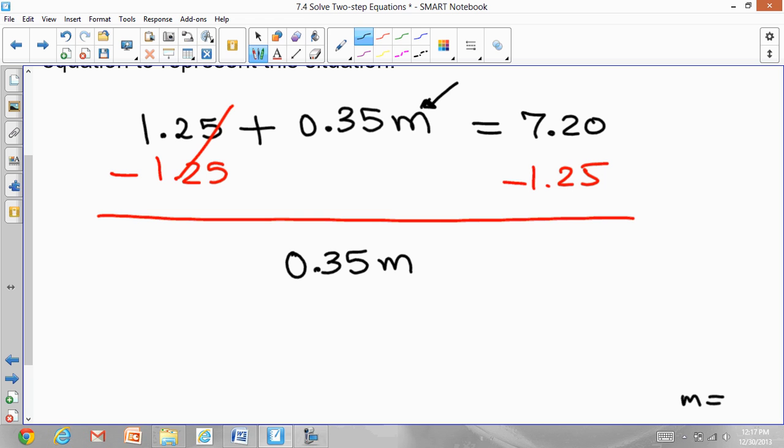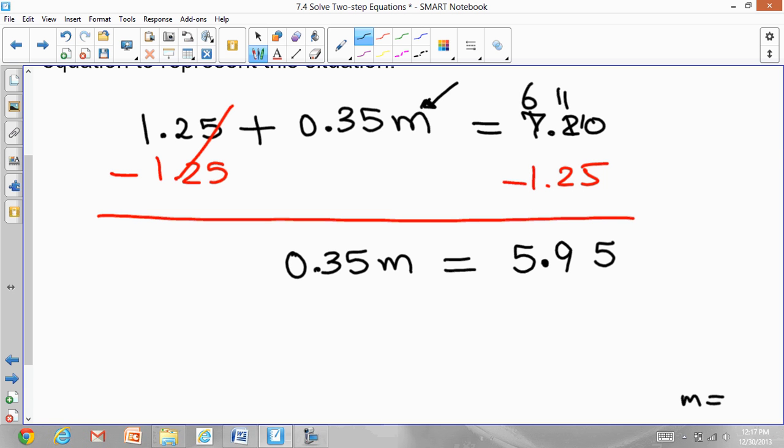0.35 m equals, you need to borrow, so that becomes a 1 and a 10. 10 minus 5 is 5. You cannot take a 2 from a 1, so that becomes a 6. And 11 minus 2 is going to give you a 9, decimal point. 6 minus 1 is going to give you a 5.